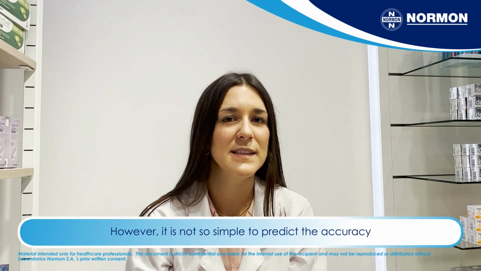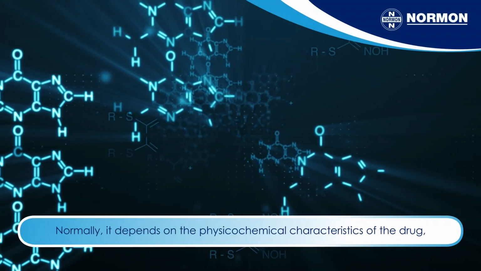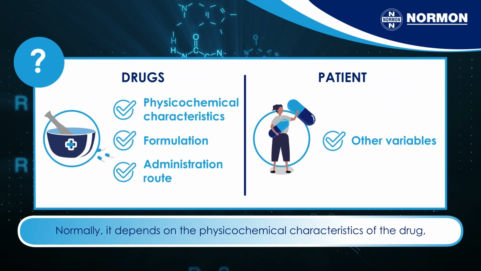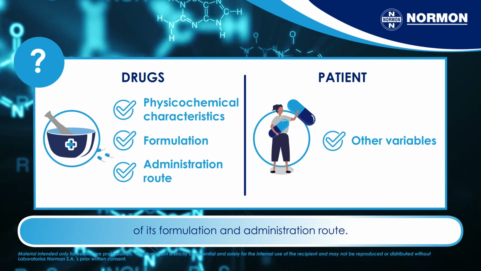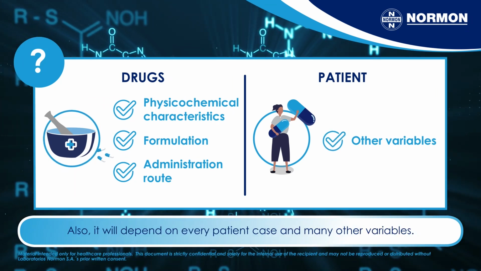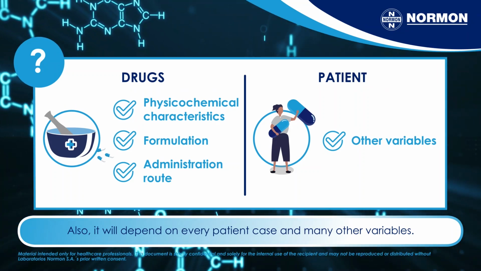However, it's not so simple to predict the accuracy with which this process will happen. Normally, it depends on the physicochemical characteristics of the drug, of its formulation and administration route. Also, it will depend on every patient case and many other variables.